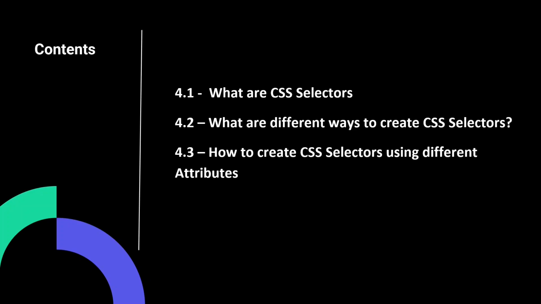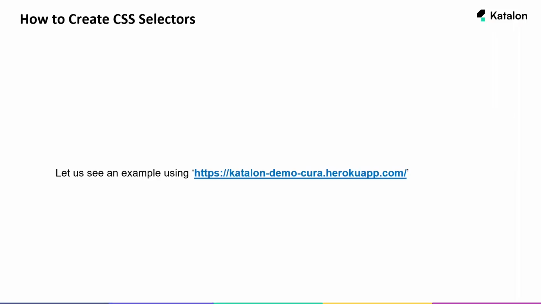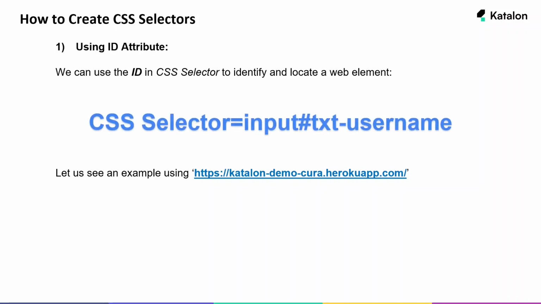In section 3, as part of chapter 4, you will learn how to create CSS selectors using different methods or attributes. Our first method is using the ID attribute. We can use the ID in a CSS selector to identify and locate a web element. What is the syntax? You're going to specify the tag name and then hash. Hash denotes your ID, and then you're going to provide the ID attribute.